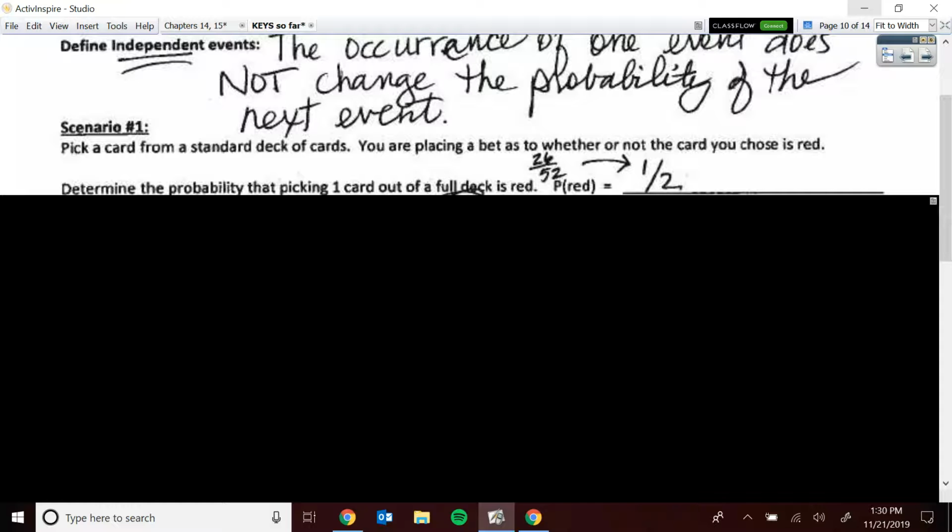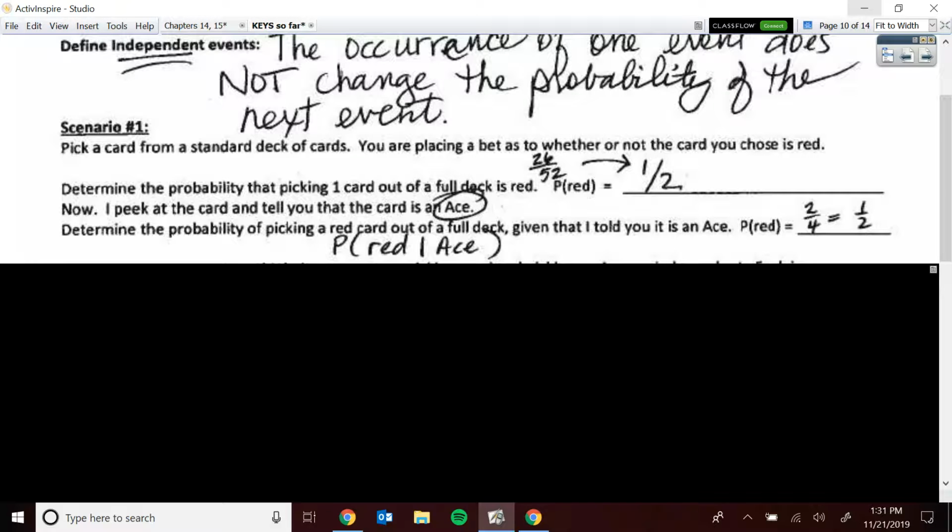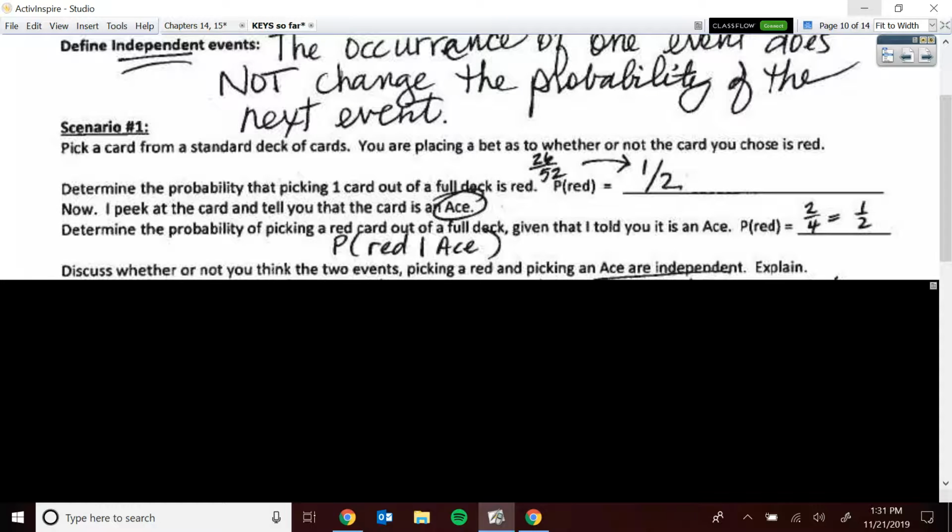Okay, you ready? I'm going to give you a hint. Here's a hint. It's an ace. So do you want to change your bet? What is the probability that it is red? Still 1/2. Dun, dun, dun. Okay, so discuss amongst yourselves. In fact, I want the odds to tell the evens.